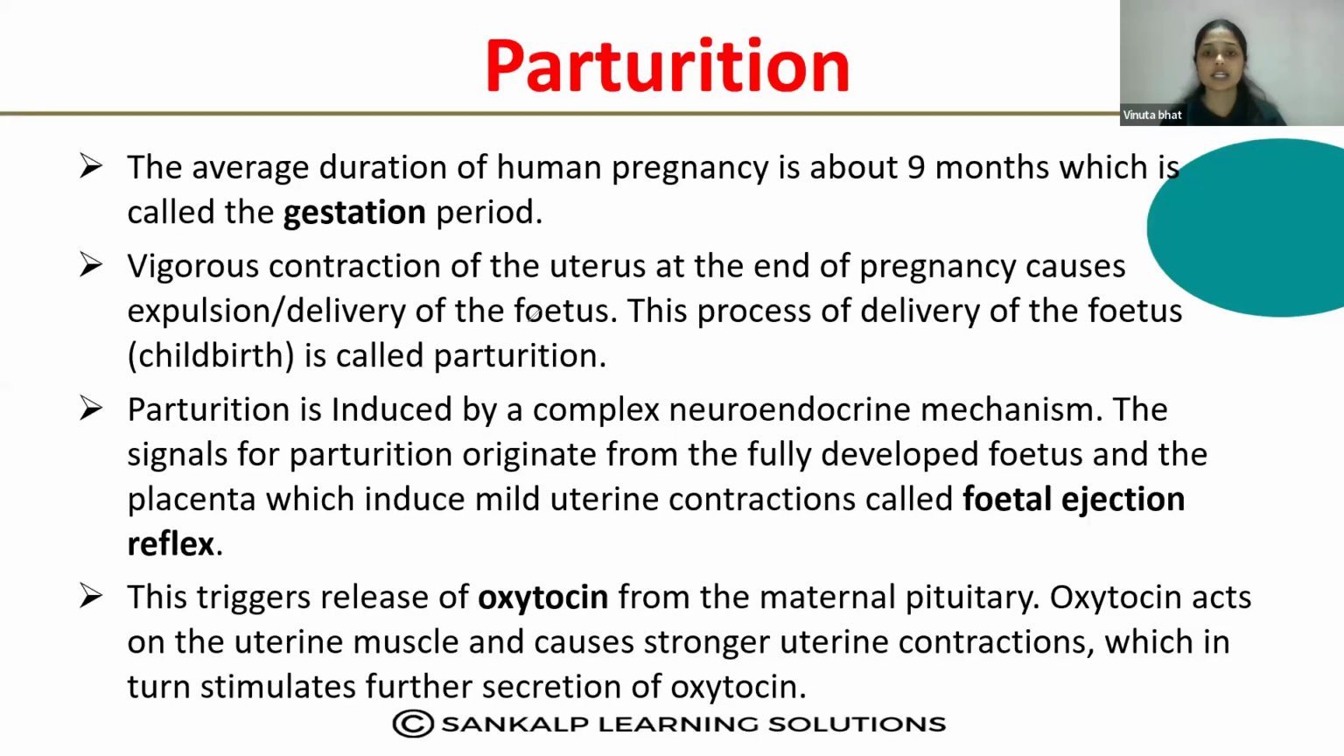The vigorous contraction that leads to the delivery of the baby is called parturition, and parturition is induced by a complex neuroendocrine mechanism. Why is parturition called a complex neuroendocrine mechanism? Because the signals for parturition originate from the fully developed fetus and the placenta, which induce the mild uterine contraction called the fetal ejection reflex.